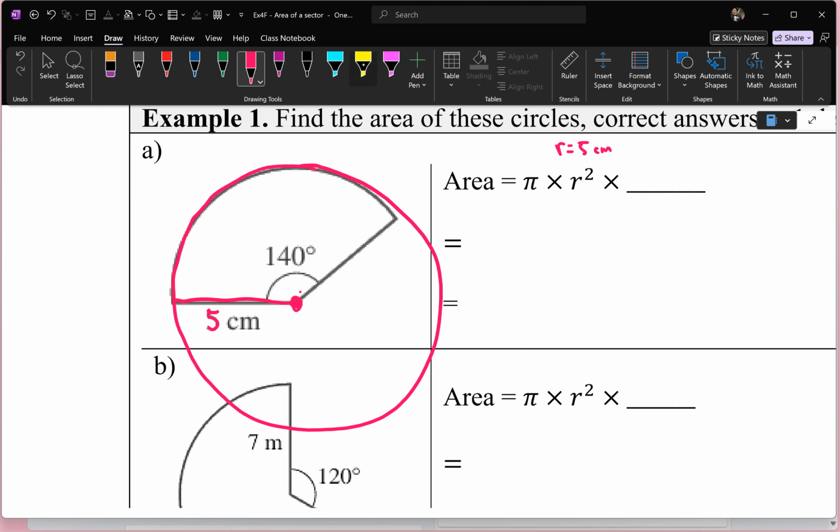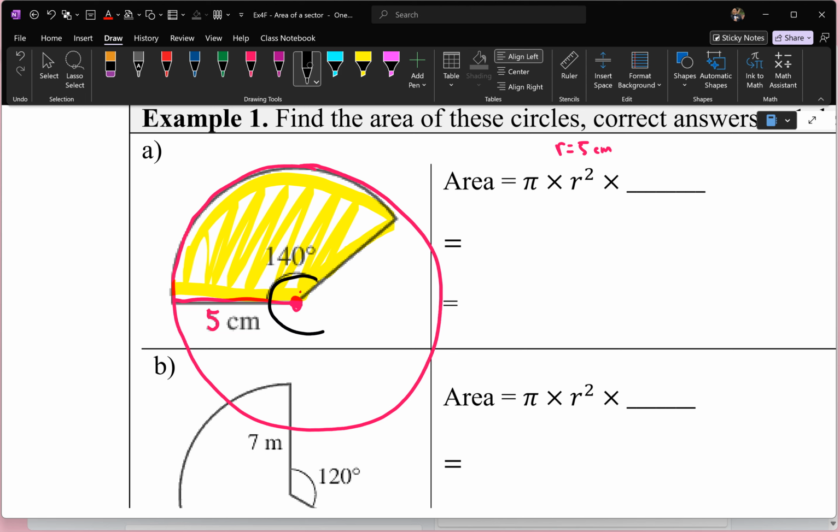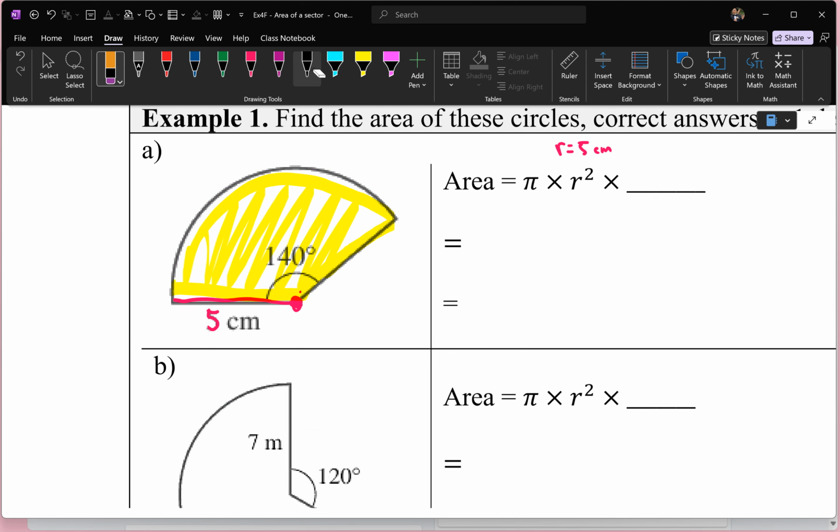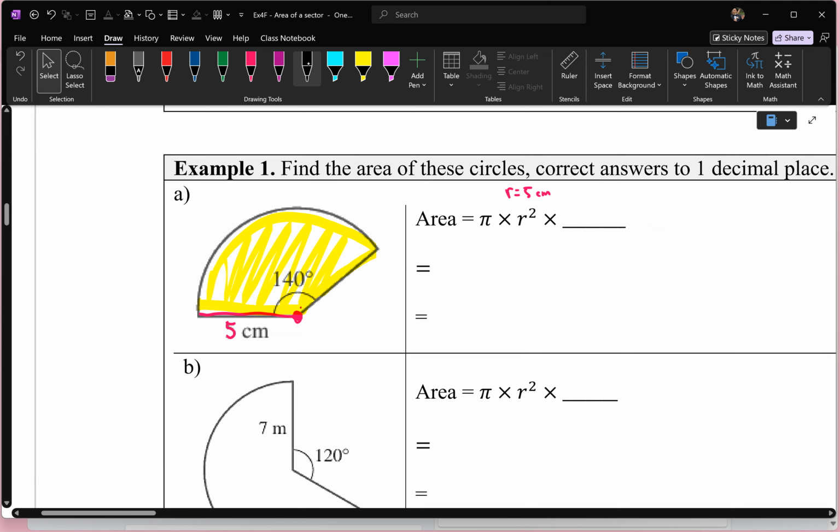But the area that I want is not a full circle. I only want a portion of it. See, that portion in yellow is only 140 degrees out of the full circle, which normally is, hopefully we know that a full revolution is 360 degrees. So I only want 140 degrees of the 360. I don't want the full 360. And that's why in your formula, what changes is that I know the radius is 5.